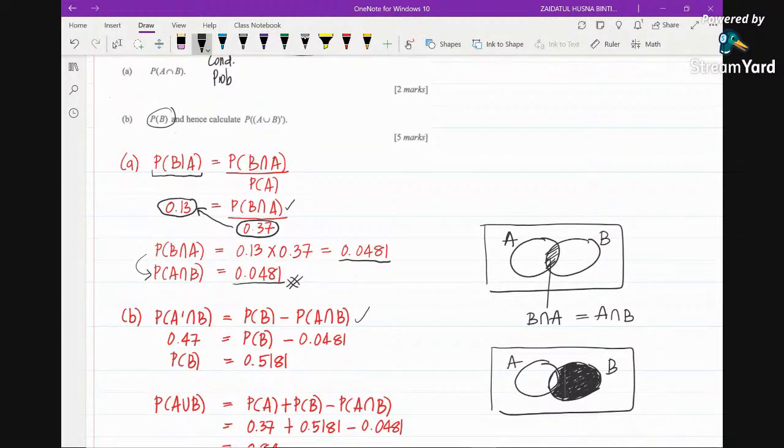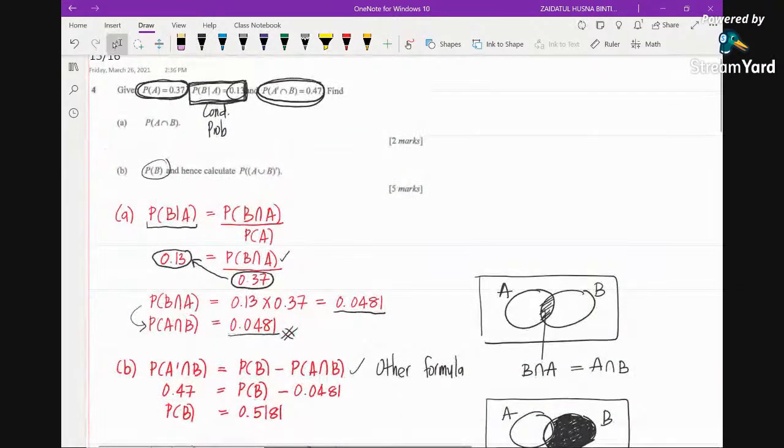Or you may notice that this is the other formula that we discussed. You may find this formula in the summary that I have provided you. So the probability of A prime intersect B is equal to P(B) minus the probability of A intersect B. We are given the information just now, 0.47 here. We substitute the value 0.47 and P(B) remains unknown, because we do not know the value. For A intersect B, we have got the value earlier, so we just bring it down. So now we have got the value of P(B) equals 0.5181.